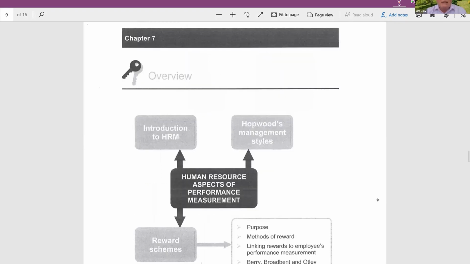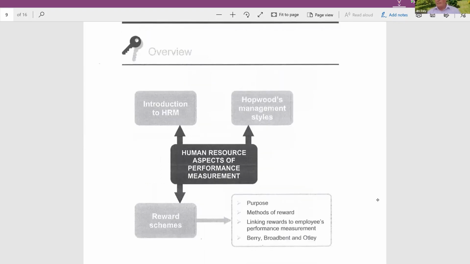That brings us then, guys, to the last bit. What I would call the first section, and that brings into play HR, and in particular, introduction to human resource management, Hopwood's management styles. There are 3: profit conscious, budget constrained, and non-accounting. So depending on the organization, which style might be used. It then looks at reward schemes, such as their purpose, methods of rewarding, linking rewards to employees' performance measurement, and using models such as those put forward by the theorists Berry, Broadbent, and Otley. All to be looked at thereafter.